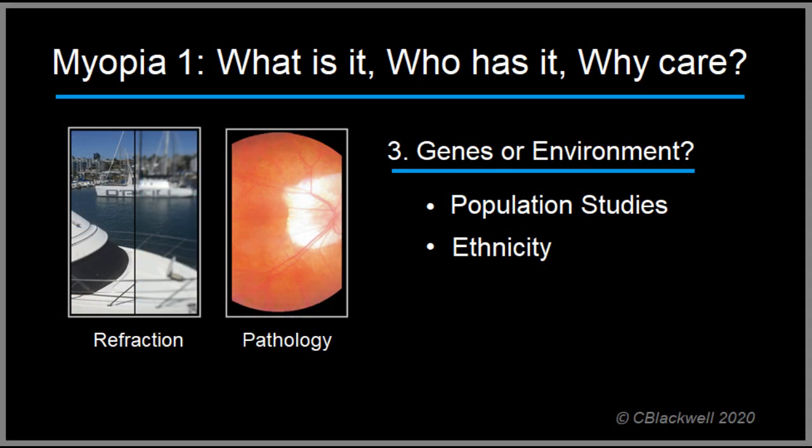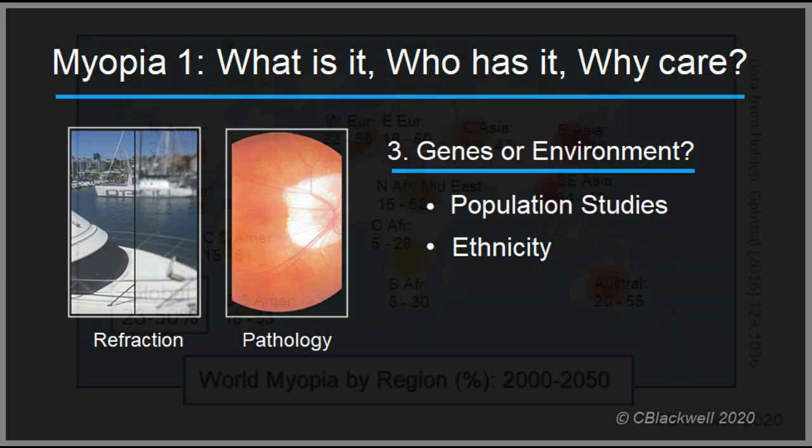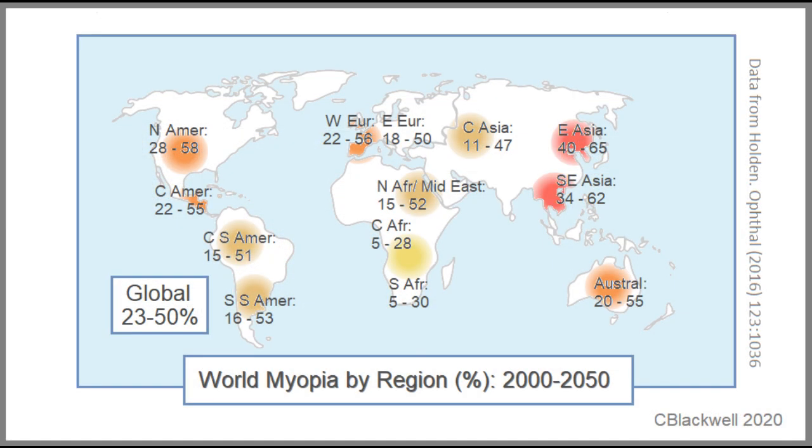Now, we look at another approach to the genes versus environment question. There are large regional differences in myopia around the world. Why should that be? Higher gene frequencies in certain populations, or local environmental influences? How to answer that question?